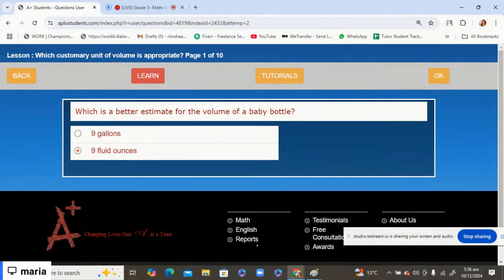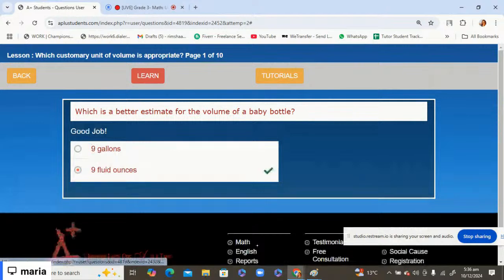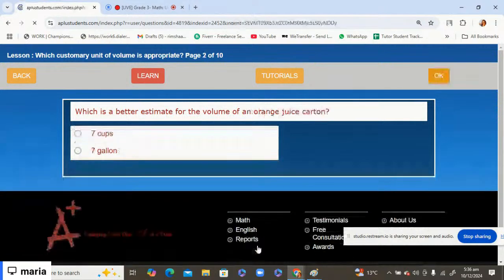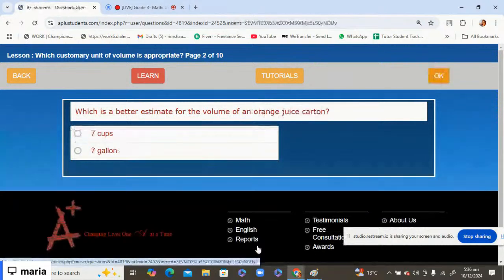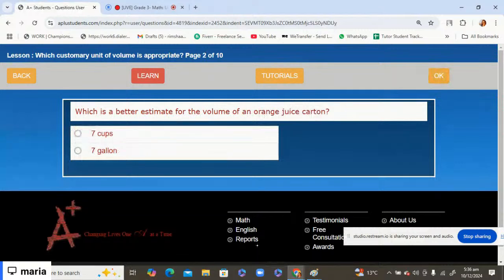So we go with it and let's check if our answer is right or wrong. This is the right answer for that. What is a better estimate for the volume of the orange juice carton? Look here, it's orange juice. It's not in the form of gallons. It's a carton, so we can say it's in the form of cups, because orange juice is very small, not big. Gallon is a very big unit for the estimation of volume.